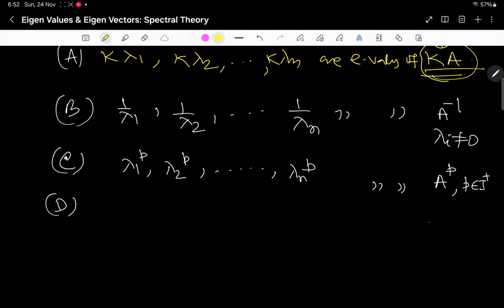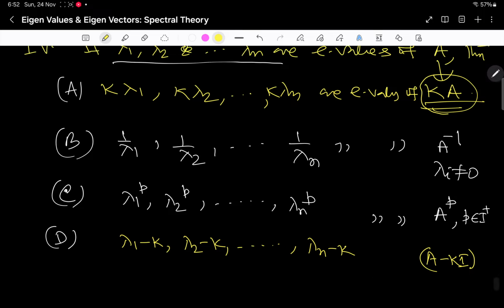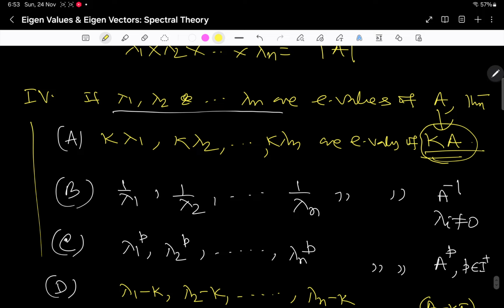And what will happen if we have A minus kI? Here k is a constant, then the eigenvalues will be lambda 1 minus k, lambda 2 minus k, and so on, lambda n minus k. Okay, so these are powerful properties to find the eigenvalues of A inverse, eigenvalues of a constant multiple of A, eigenvalues of A to the power p.